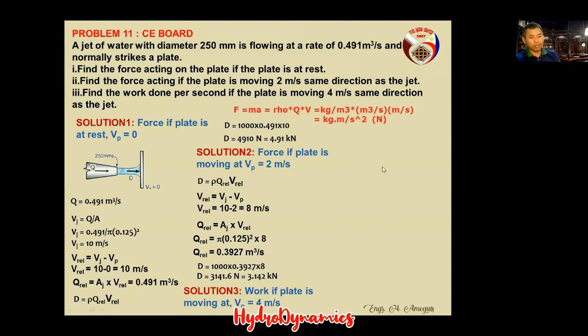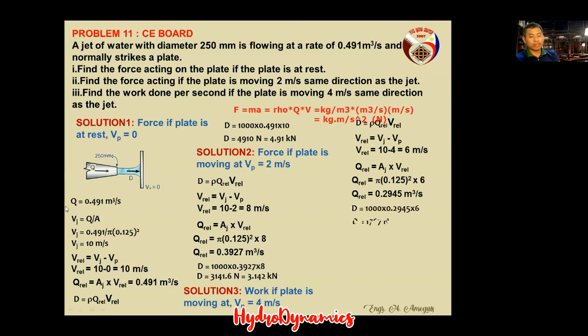So that is also a work done per unit time. Okay? So ano lang, kunin mo yung dynamic force, modify mo ng konti, kunin mo yung relative velocity, so 10 minus 4 kasi 4 na ang velocity of the plate. So Q relative, ganun din, times 6, 0.2945. So masolve mo yung dynamic force, so 1767 Newton. So ano yung work done niya ngayon if it's moving at 4 meter per second? So we know that the work is the force times the distance, or velocity in the same direction.